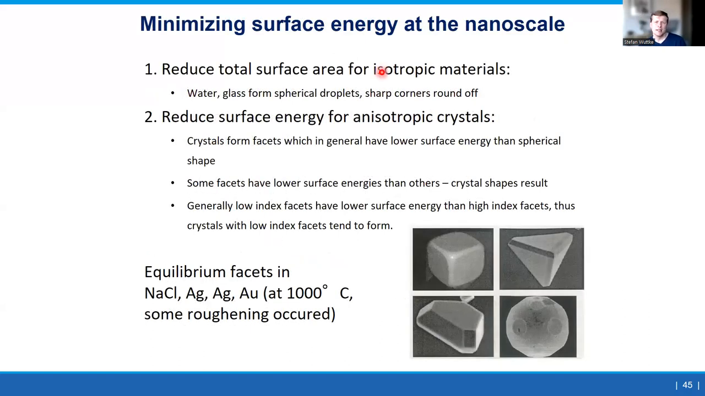And if you have isotropic materials, all isotropic materials try to form spheres, because a sphere gives you high volume but low external surface. You try to minimize it. Or if you have anisotropic crystals, you get different kinds of observed shapes. Anisotropic means that you have a property where the direction is important.